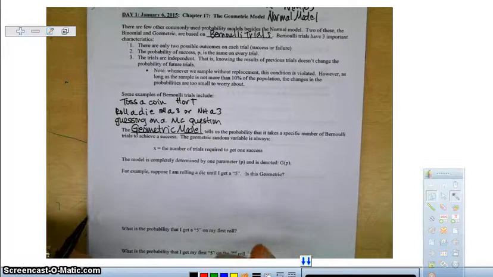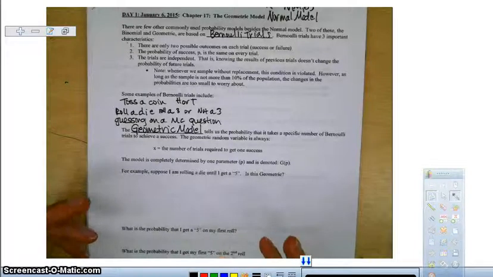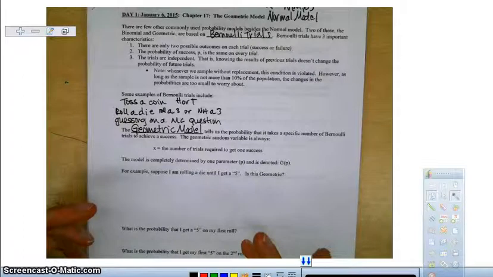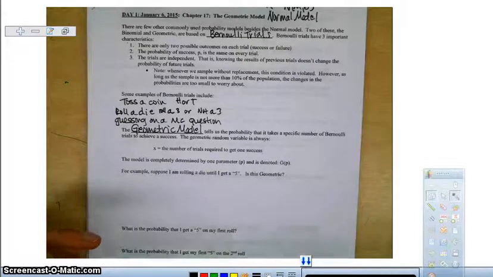How many times do I need to toss this coin to get tails? How many times do I need to roll this die to get a 4? How many times do I need to guess on a multiple choice question to get it correct? So what we're doing is the same event over and over again until we get a success. That's the geometric model. Okay?